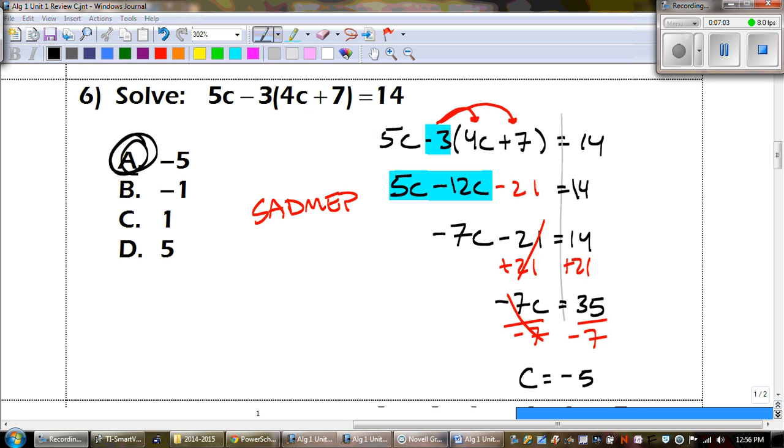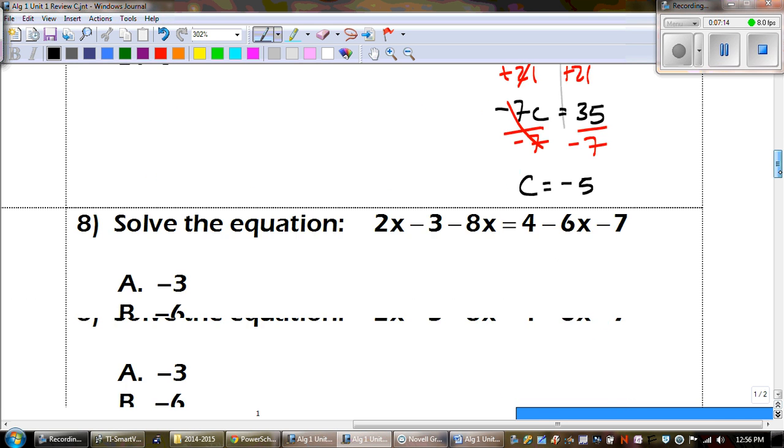Okay, so the first thing you should have done was add 21 to both sides, and then divide by negative 7. And don't forget that that was a negative 7. So 35 divided by negative 7 is negative 5.